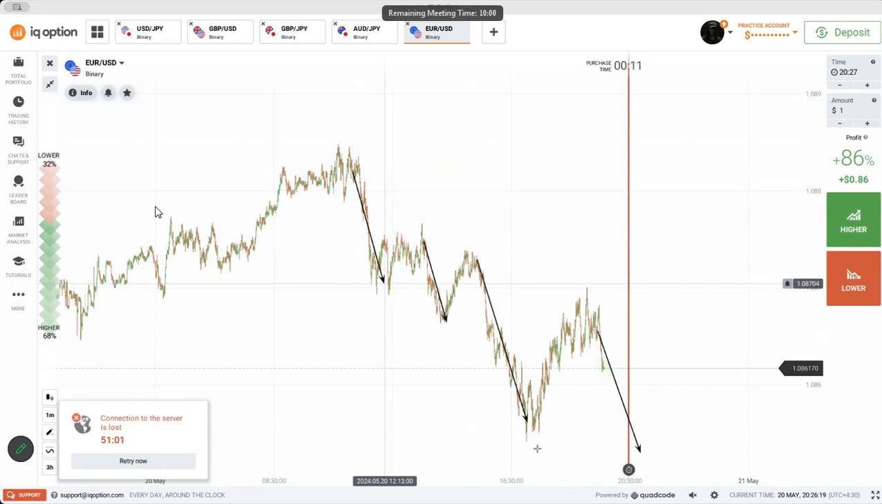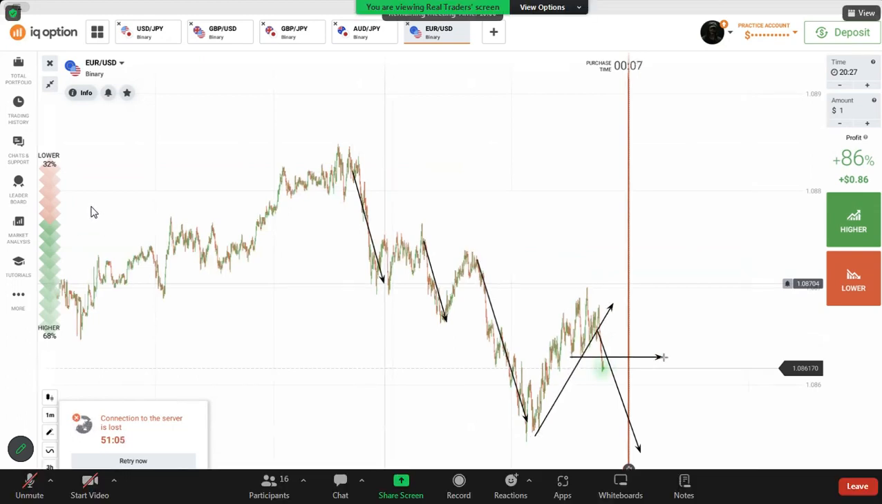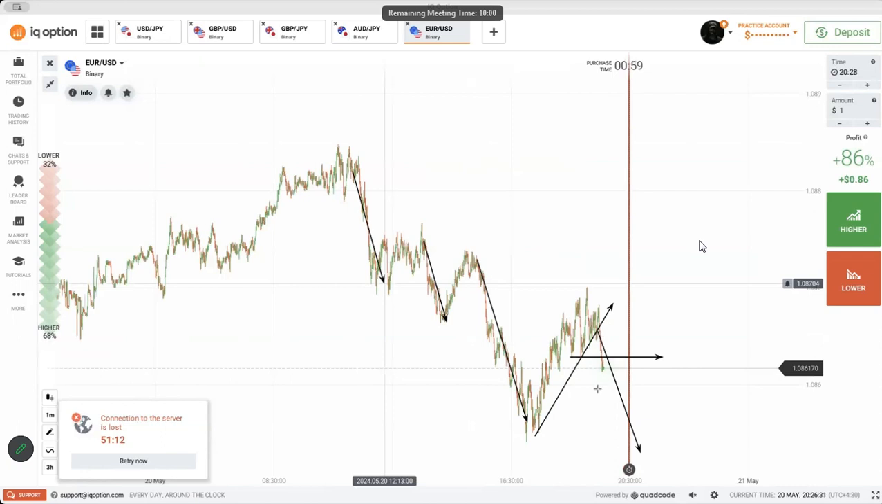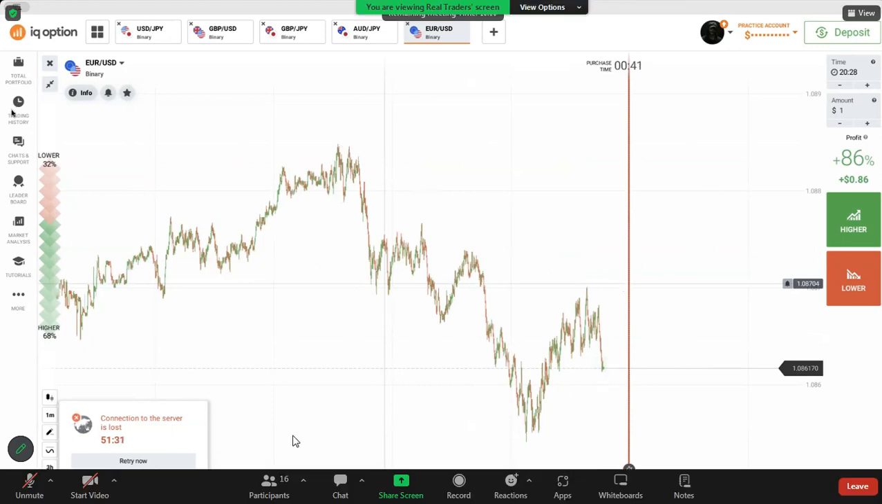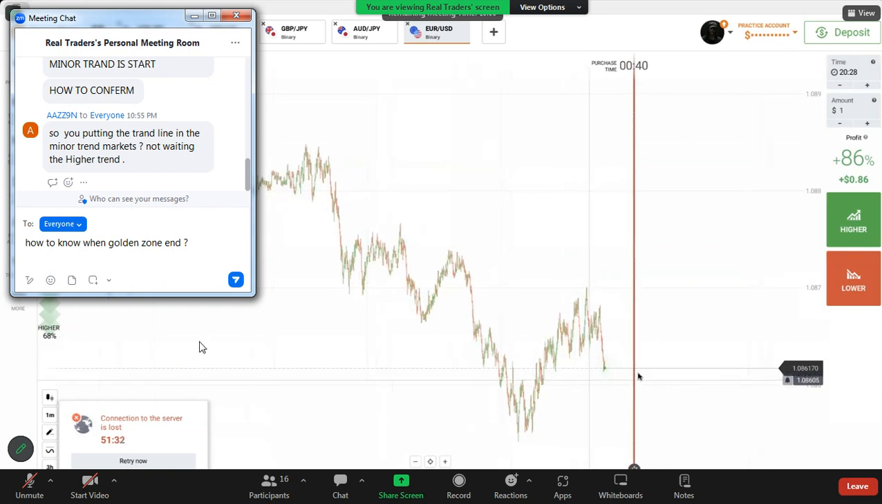So here I have to draw my trend line with the minor up and the last horizontal line at the last touch, and wait till the breakout happens, and then I can go easily with the golden zone because both major and minor are in the same direction. So there's no point drawing this major trend line here. There is no point for us. So that's why we wait for that.